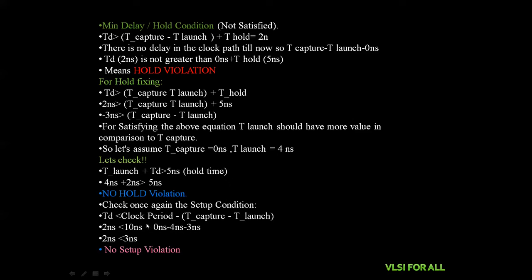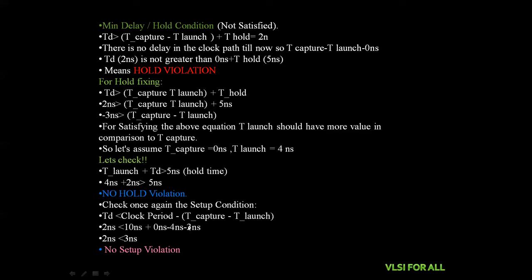So let's calculate the hold time condition by keeping T capture and T launch as their respective values. For T capture, we keep 0 nanoseconds, and for T launch, we keep 4 nanoseconds. So T launch plus TD greater than 5 nanoseconds: 4 plus 2 is greater than 5 nanoseconds. So no hold violation. Let's calculate for the setup time also.